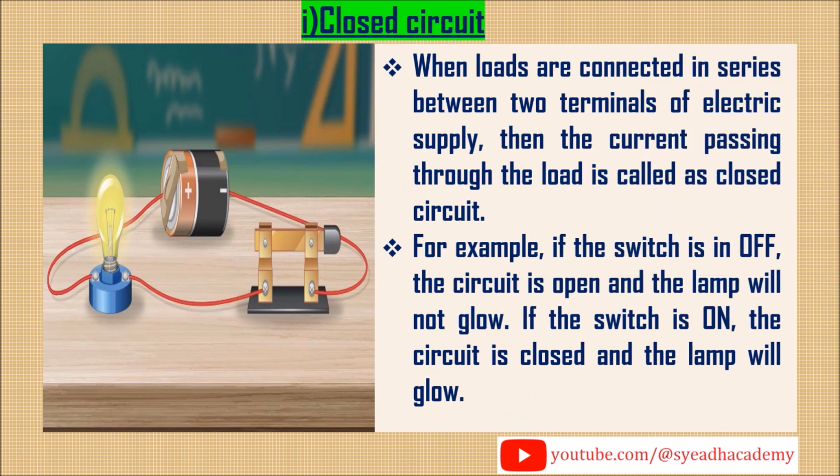Closed circuit. When loads are connected in series between two terminals of electric supply, then the current passing through the load is called as closed circuit. For example, if the switch is off, the circuit is open and the lamp will not glow. If the switch is on, the circuit is closed and the lamp will glow.